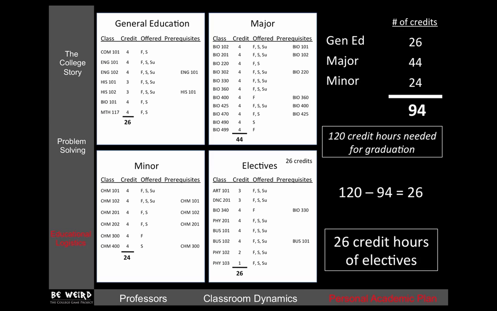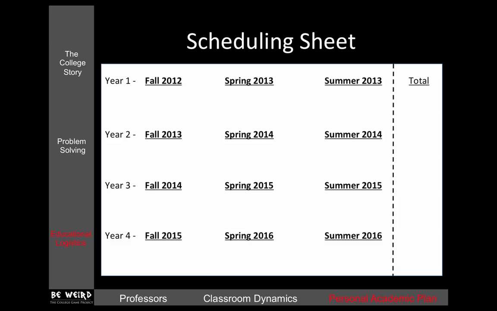Each of these forms, general education, major, minor, and electives, are available on this website from the downloads link on the sidebar. Also on that link is the last set of papers you'll need, which are called scheduling sheets. Scheduling sheets look like this. We'll list out the semesters in every single year, and on the far side of the dashed line will be the number of total credit hours for that year.